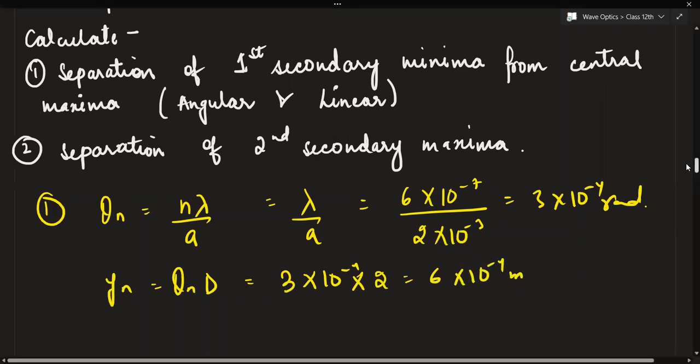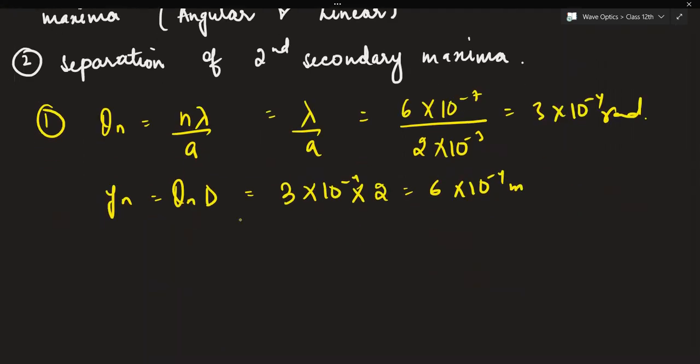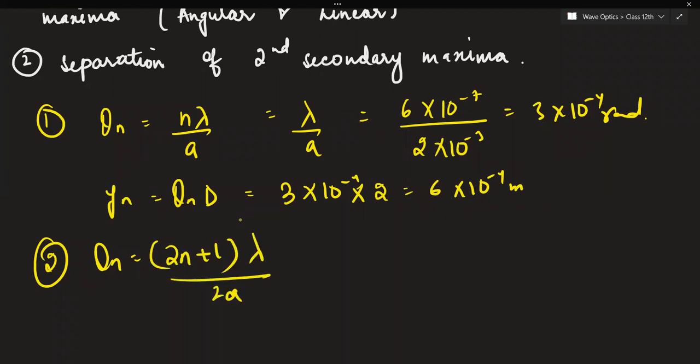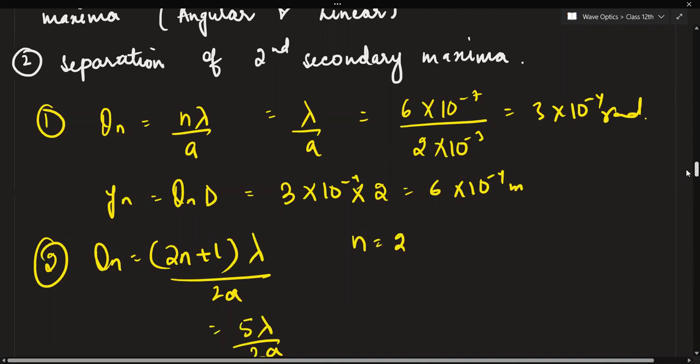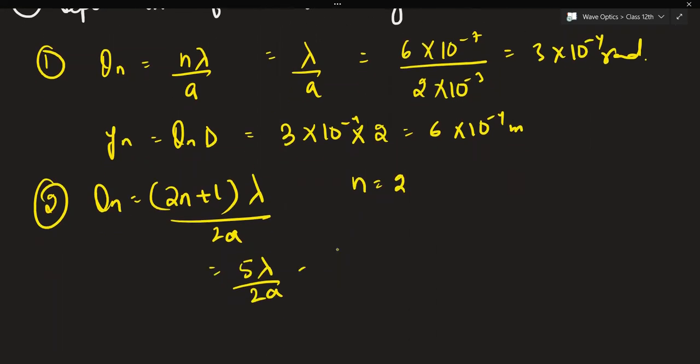Separation of secondary maxima and second secondary maximum. See, angular will be (2n plus 1) lambda by 2a. Fine, n is 2. So when you put this, it becomes 2 into 2 is 4, 4 plus 1, 5 lambda by 2a. Now here you just have to put in the values. This becomes 5 into lambda, which is 6 into 10 to the power minus 7, by 2 into a, which is 2 into 10 to the power minus 3.